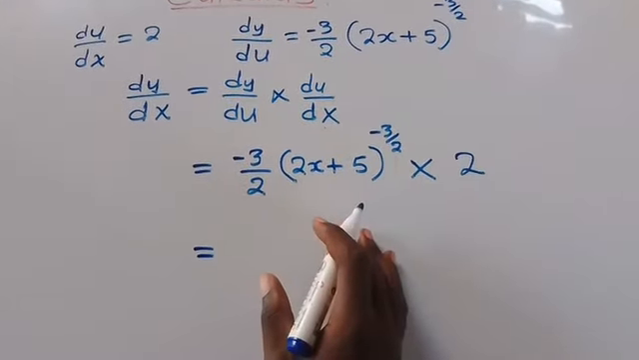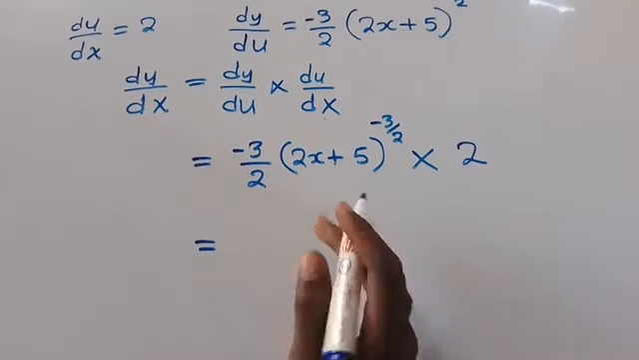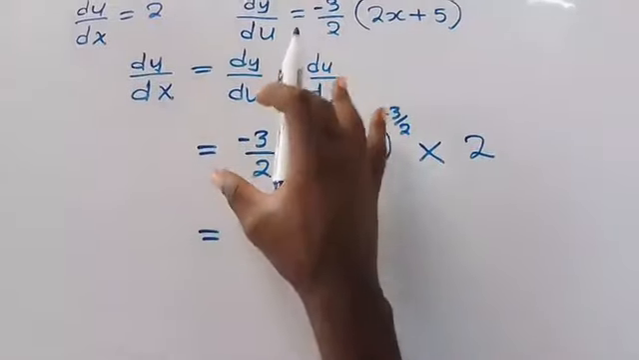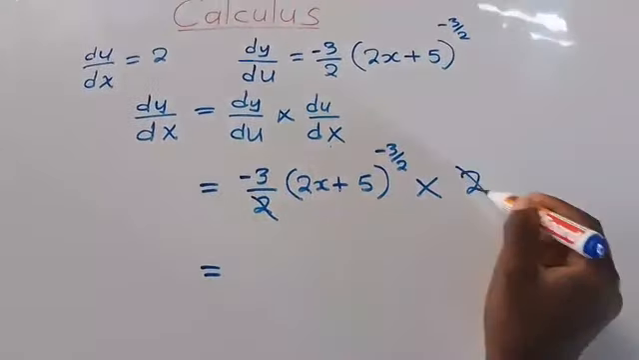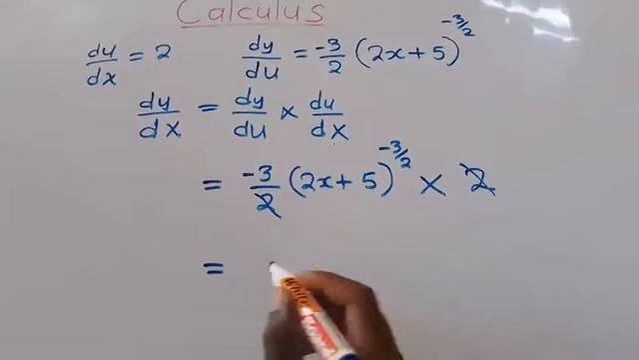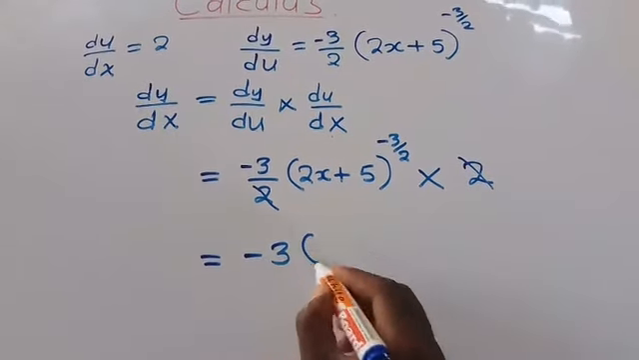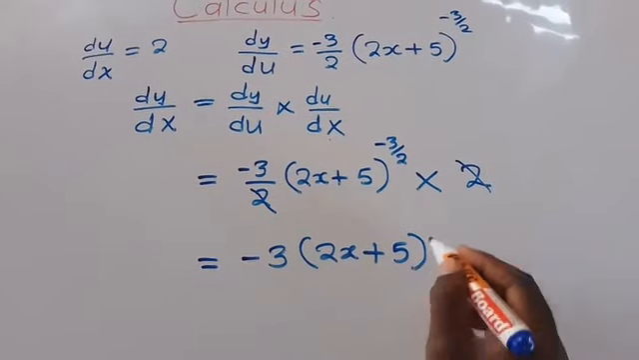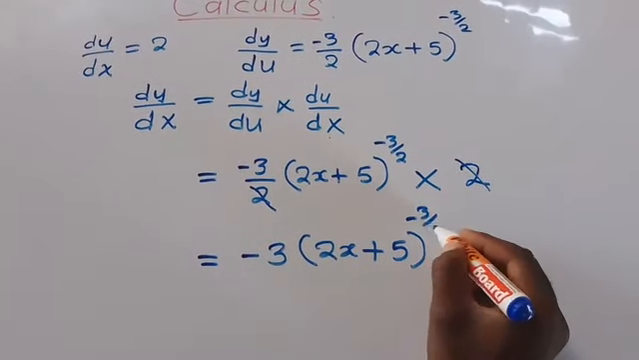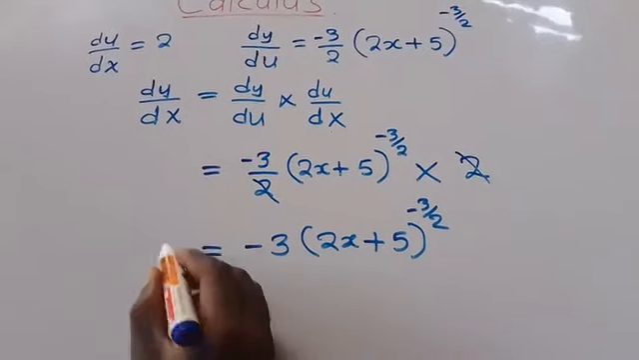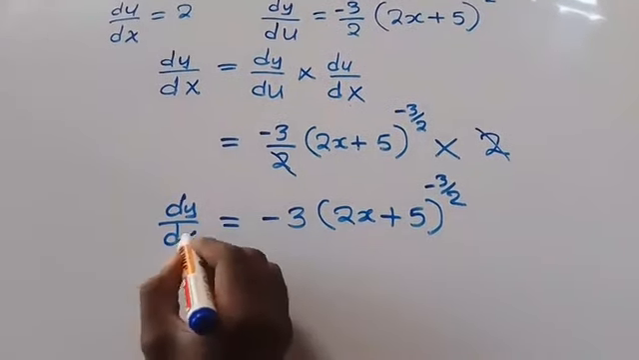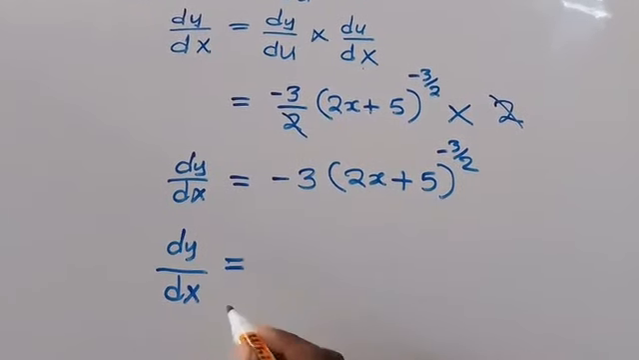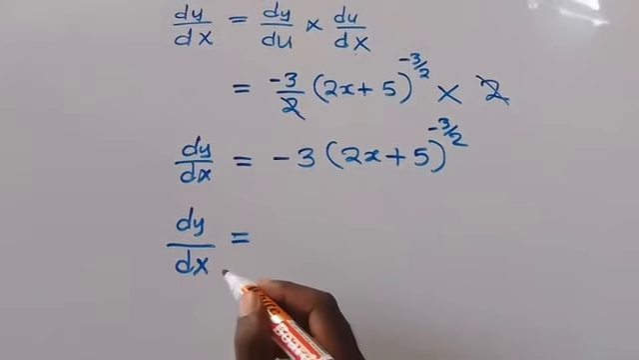With this now, what I'm going to do next is that these two are being multiplied, so the 2 and 2 can cancel out. I'm going to remain with negative 3, open bracket, 2x plus 5, to the power negative 3 over 2. So dy over dx is equal to this, and I continue with it.